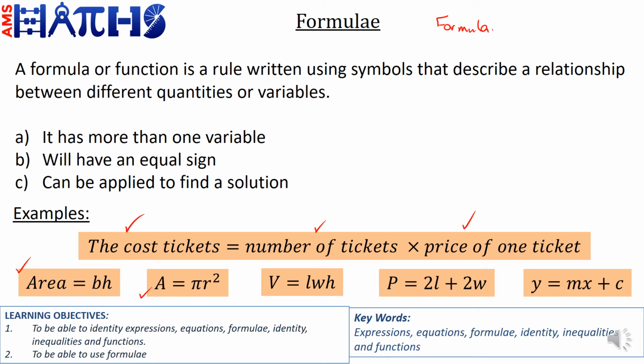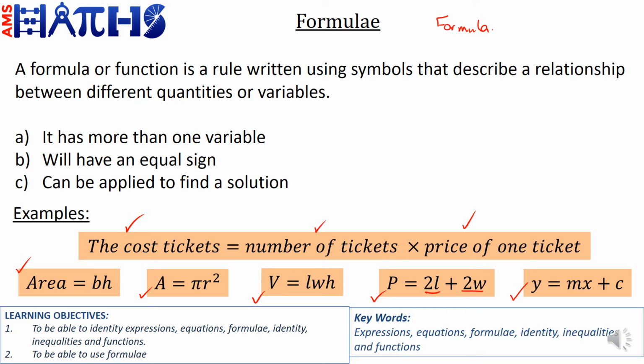Here's the formula for the area of a circle. So area of a circle is equal to pi r squared. We have volume of a cuboid, length times width times height. We have perimeter of a rectangle, so the perimeter is twice the length plus twice the width. And then we have a special formula here for the equation of a straight line. You'll learn that later on.